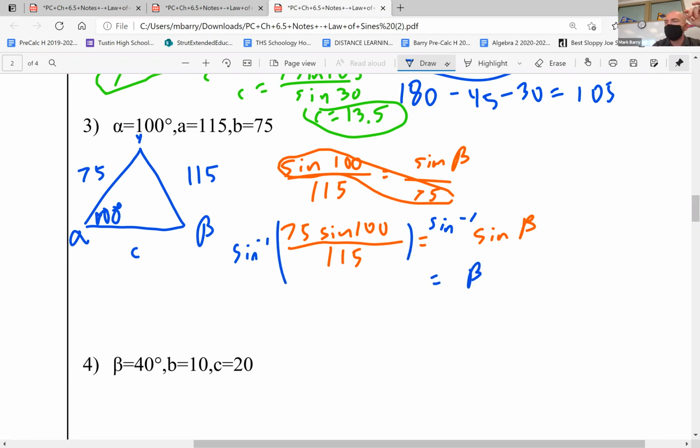All right, so we end up with Bravo over here. Let's type in the calculator, sine inverse of 75 sine 100 divided by 115, not sine of 115, just 115. And I get an answer that's close enough to 40 degrees that I'm just going to call that 40 degrees. It's actually 39.96, but I'm going to go ahead and round that up to 40 if that's all right.